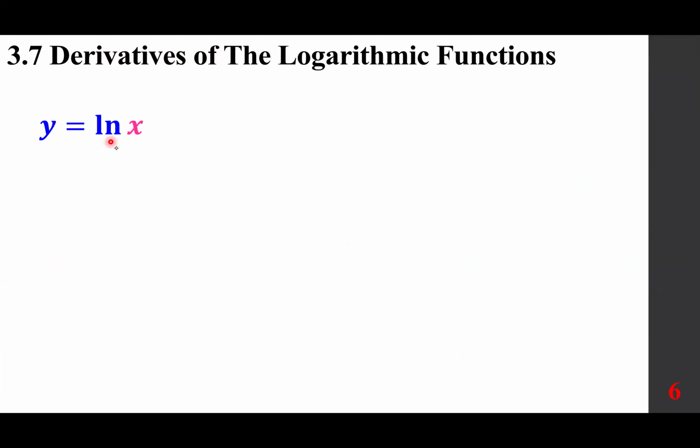Now, what is the derivative of y equals ln x? We don't know. But we do know this means e to the power of y equals x.